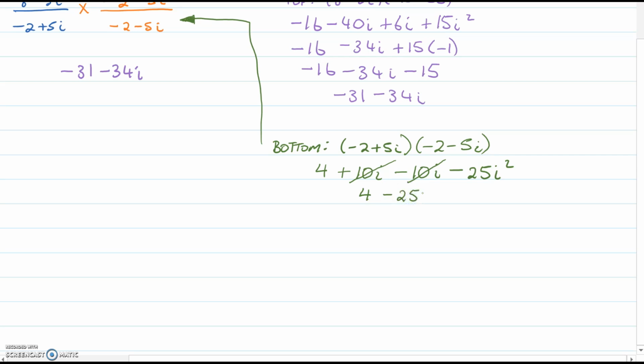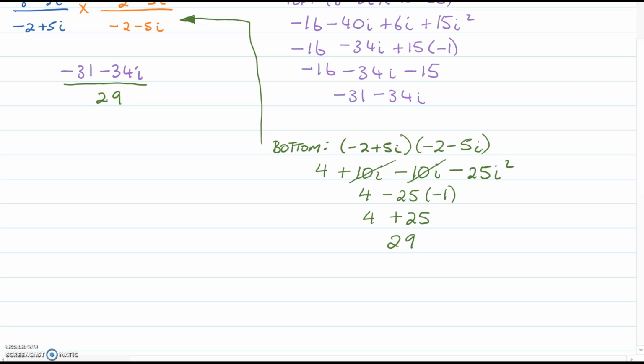Whenever you multiply a complex number by its own conjugate, the i part goes away. And what you're left with is 4 minus 25. Now, i squared, remember, we replace with minus 1. So that's going to be 4, minus 25 by minus 1 is plus 25, and 4 plus 25 is 29. So the bottom of this is 29. What we've done here is we have got rid of the imaginary part on the bottom. We now just have a real number on the bottom.